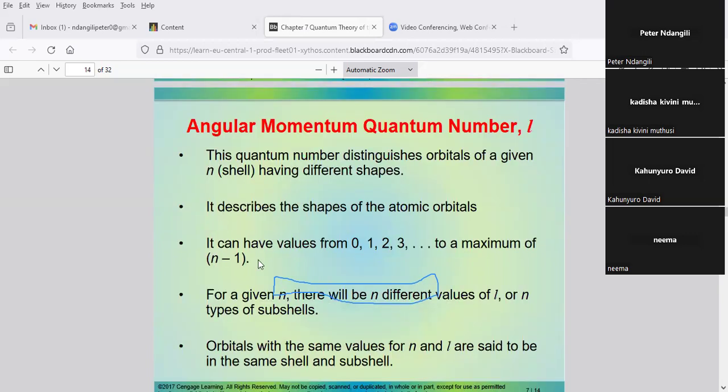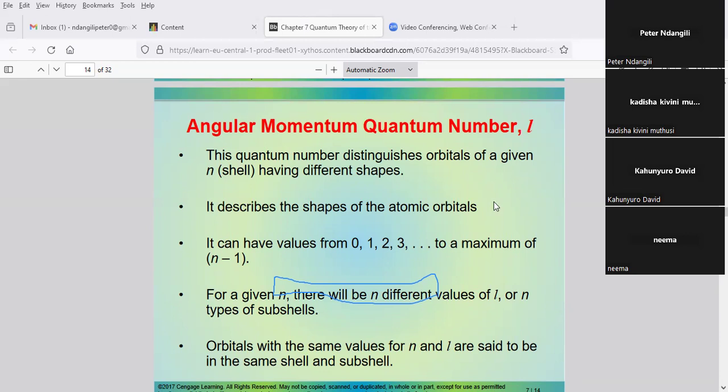Okay. This is how we got L, the angular momentum quantum number. This L here is derived from the principal quantum number. For every value of n, we will have L values, and these L values are going to run from 0 all the way to n minus 1. Did you understand that? Yes, I did. So that is how we are generating the values of L.